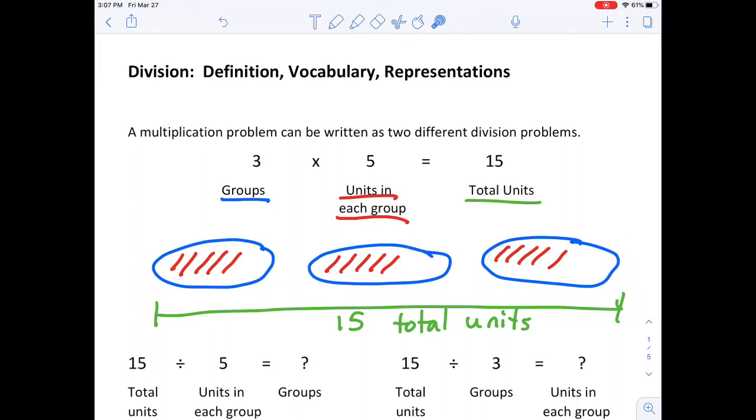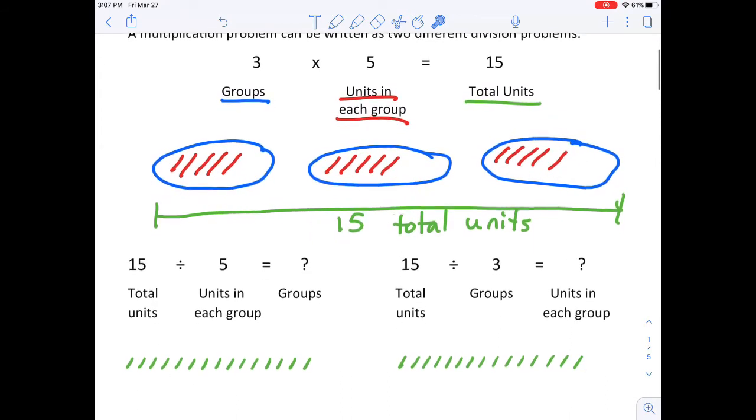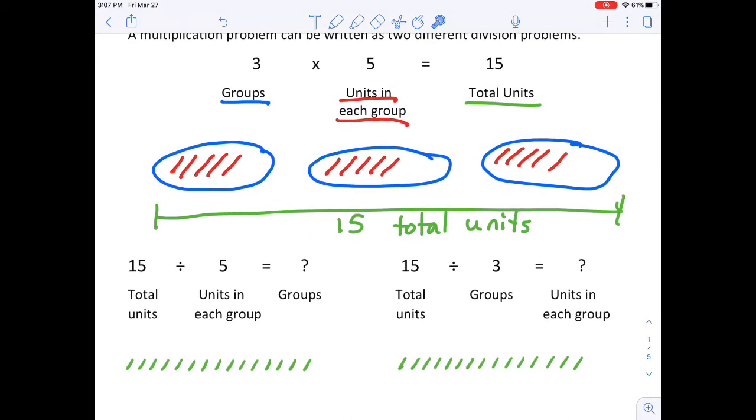I could just erase the piece that I didn't know, but let's start from the beginning here and see what our pictures might look like if I started with 15 total units. So I've drawn 15 total units in each case. On the left, I know the units in each group, so I can start counting off. 1, 2, 3, 4, 5 units.